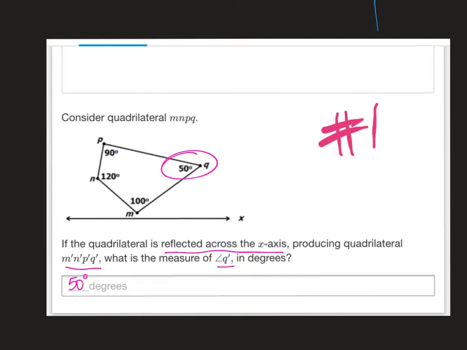So if they're talking about Q here, then you just have to look at Q in the pictures, why it's circled. And since the original one was 50 degrees, the new one's 50 degrees as well. So that's your answer right here. It's also 50 degrees.